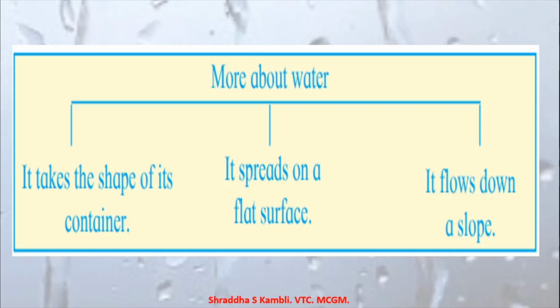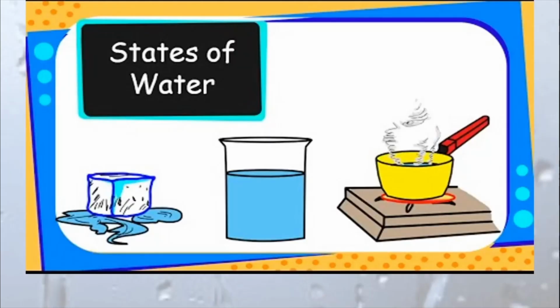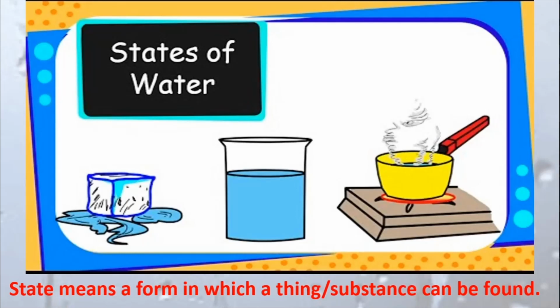Now let us move on and let us learn some more interesting things about water. So we will talk about states of water in this particular lesson. Now states, children, is a new word for you. It could be something which you have not heard. So what is the meaning of state? States means the form in which a thing or a substance can be found. Okay, so state means the form.